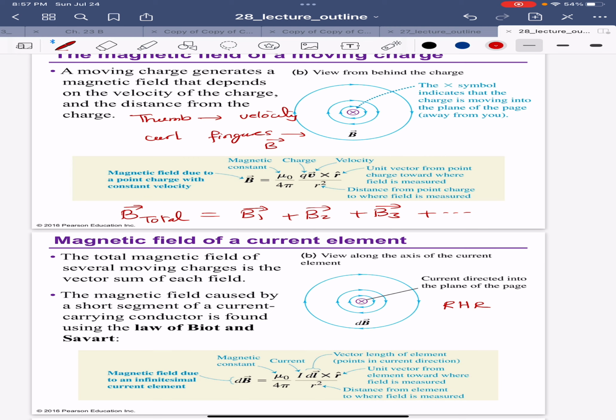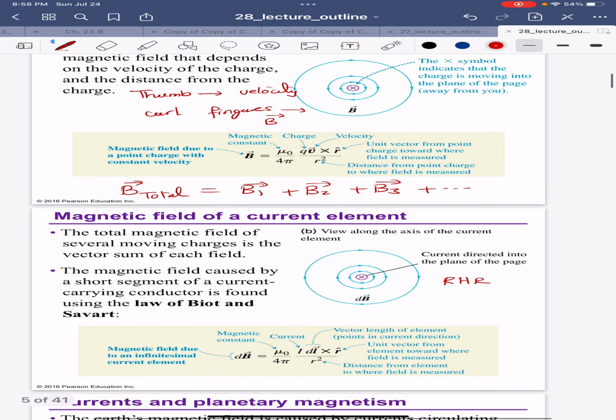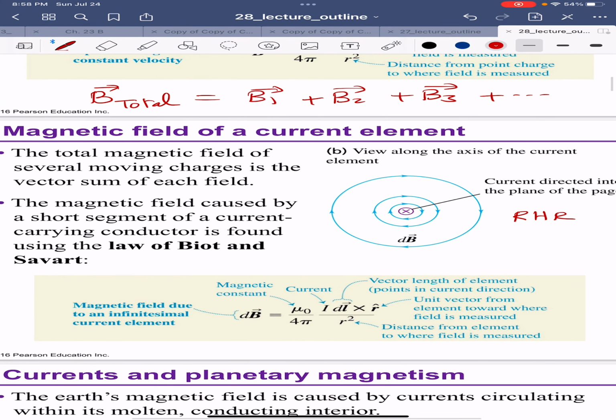And the total magnetic field of several moving charges is equivalent, of course, to what we have in here, which is electric current. And we can use the magnetic field caused by a short segment of a current using what is called the law of Biot and Savart, these two scientists. And then dB, and then we're going to integrate, dB equals mu 0 over 4 pi, I dL cross r unit vector, divided by r squared.